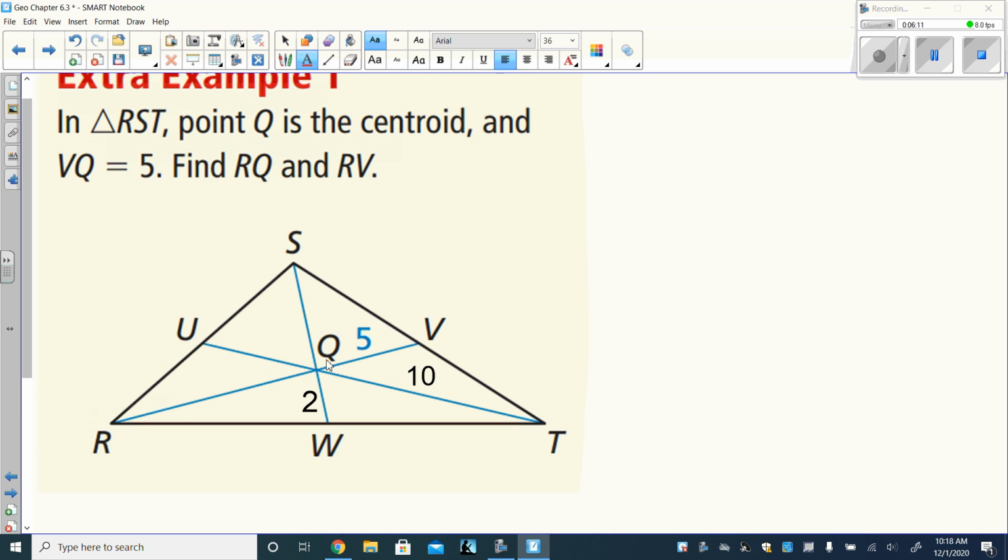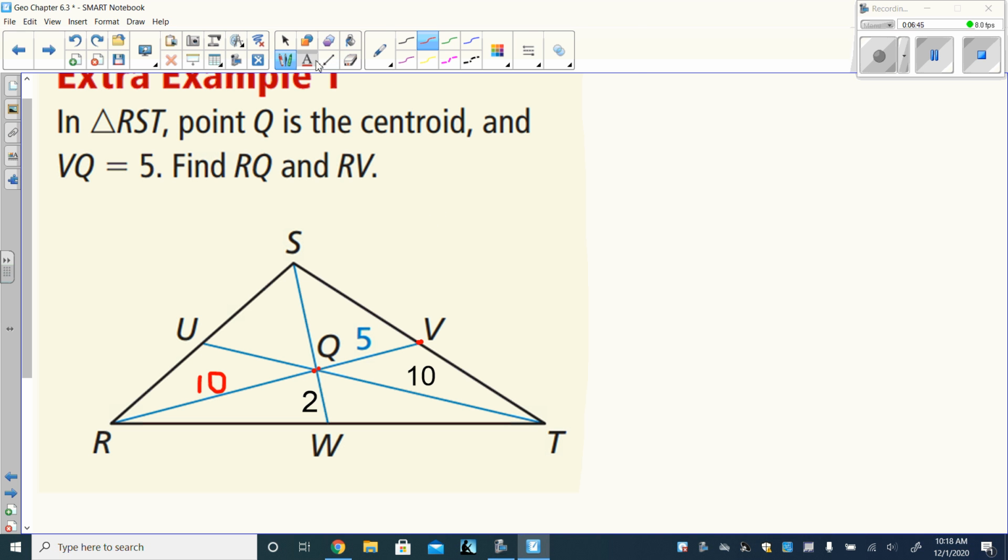So they want us to find RQ and RV. So we'll start off with that one there. Now what I'm looking at and what they've told me is the distance from Q to V, from the centroid to the side, and that is the smaller length. Well, the bigger is equal to twice the smaller. We double it to get the bigger. Well, 5 doubled, or 5 times 2, would give me 10.